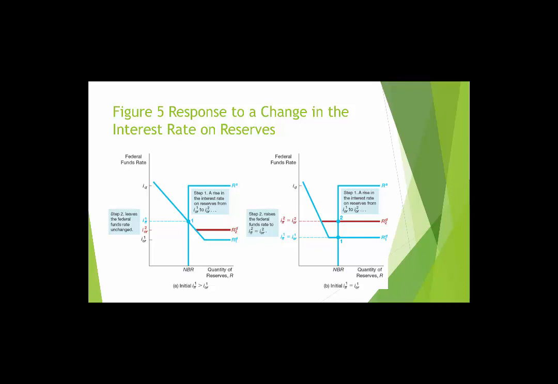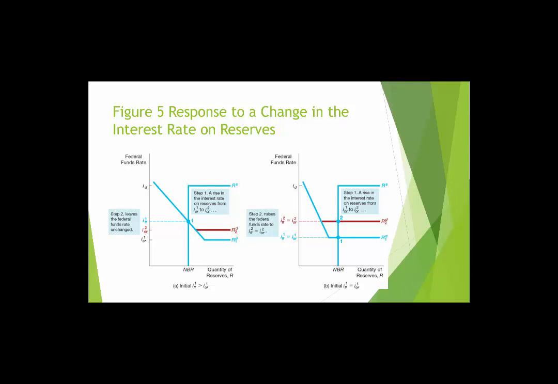Now, this last one is a kind of real niche one. What happens if the interest rate on reserves changes? So in the first case, if we weren't at one of the corner solutions, ID or IOR, to begin with, then increasing IOR just shifts up that bottom segment of the demand curve, and it doesn't change the Fed funds rate, because the Fed funds rate wasn't between the old level and the new level for the excess reserves interest rate, so no effect.